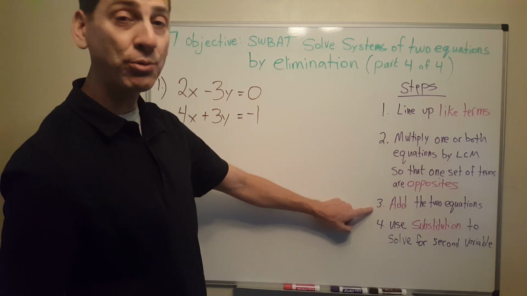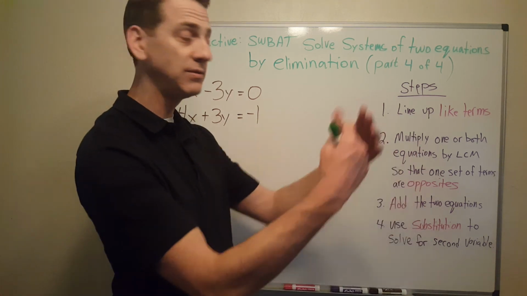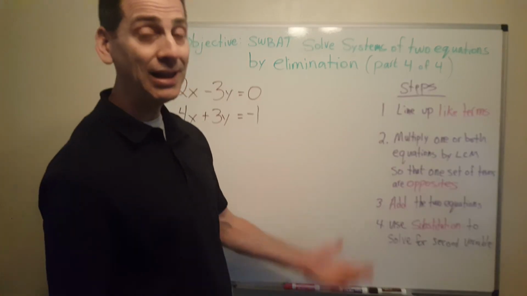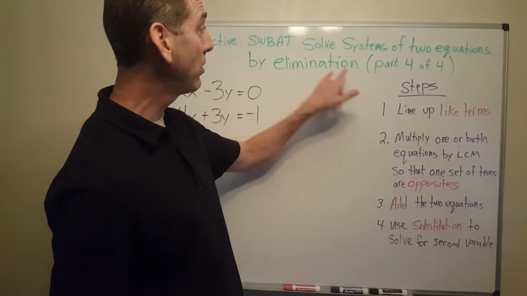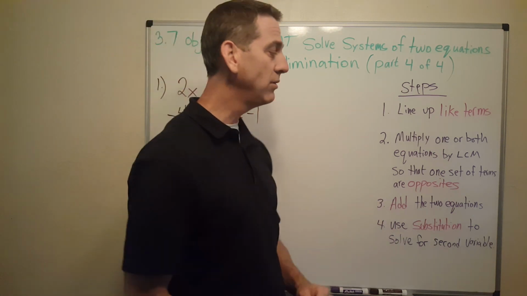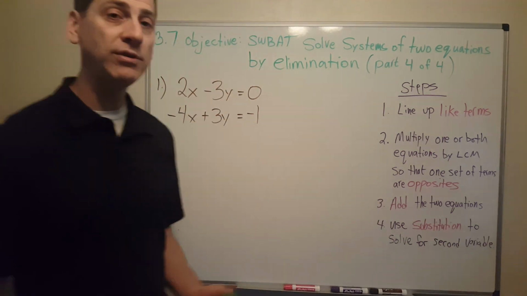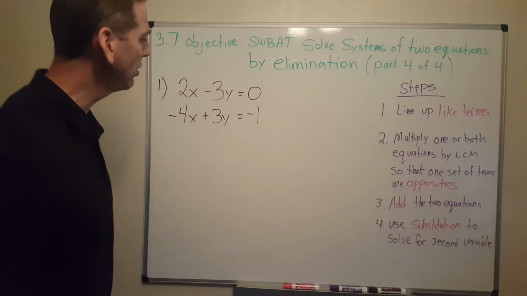Step 3, I'm just going to simply add up the equations, which is going to end up eliminating one of the terms, which is why we call it elimination. And then we're going to use substitution to solve for the second variable. All right, so let's get right into it.